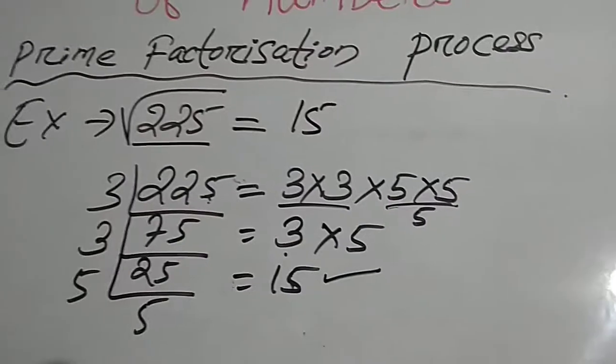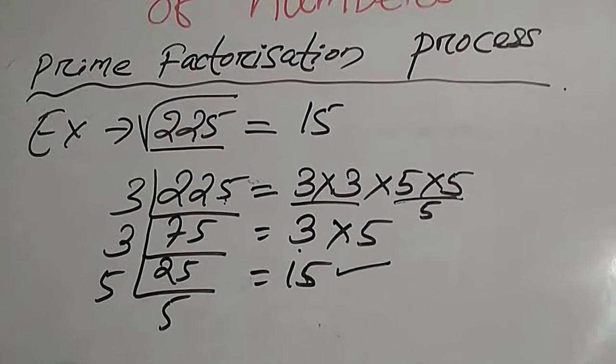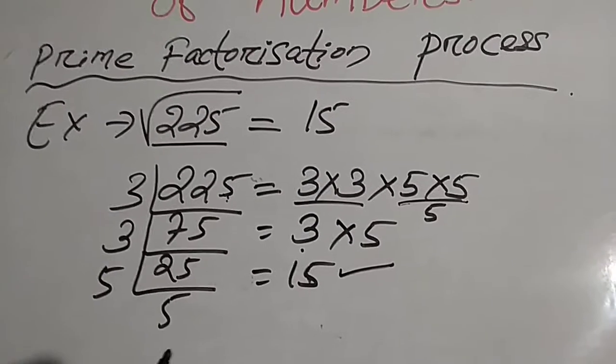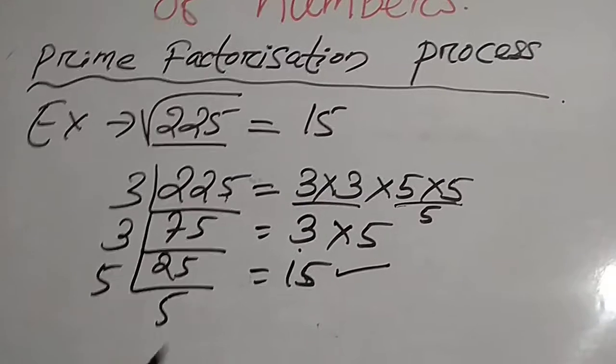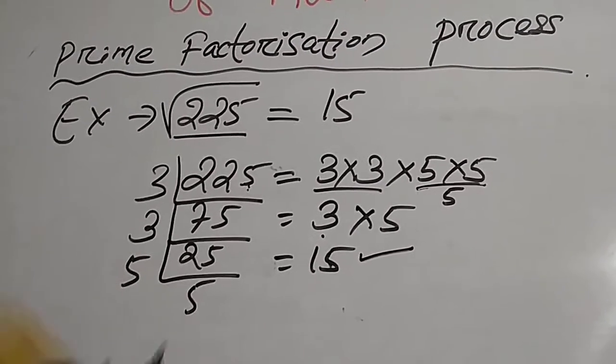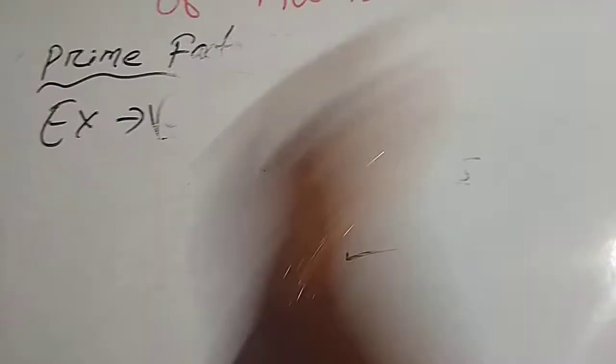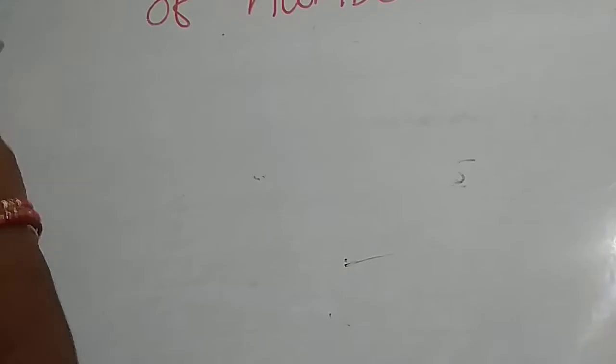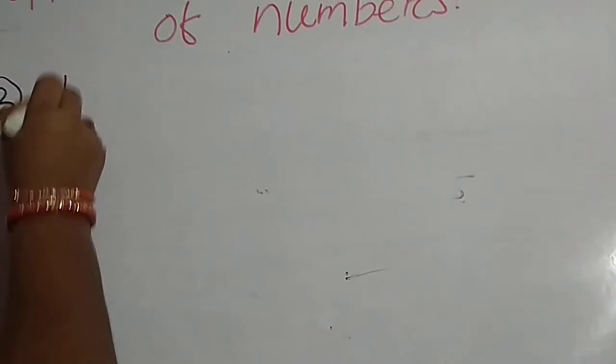Okay. So you compare the two processes, first one and second. Which one is easy? Prime factorization. That's why you use the prime factorization process also. Okay. So third one is our long division process.